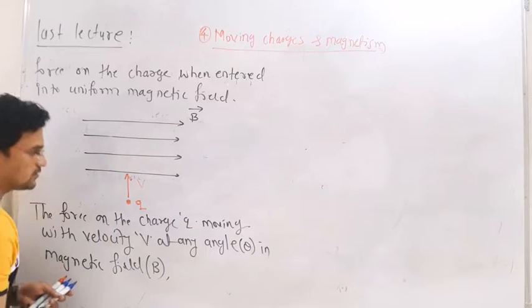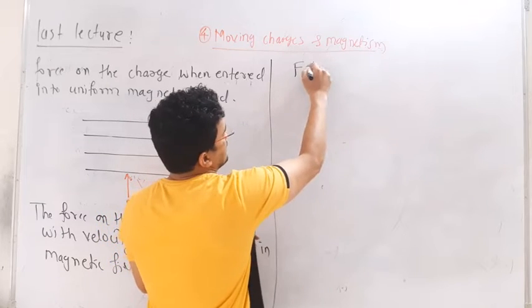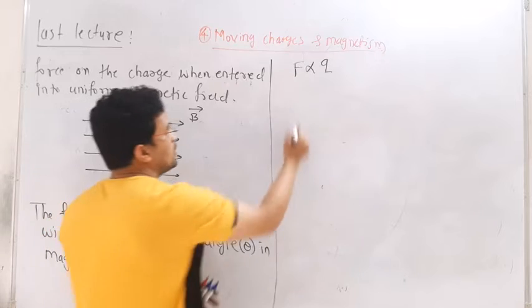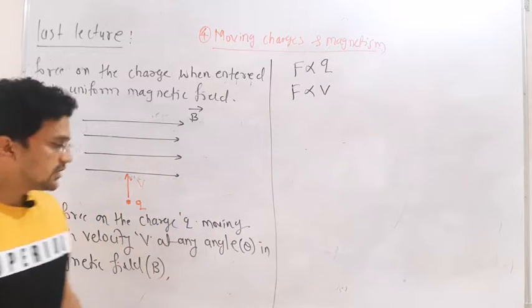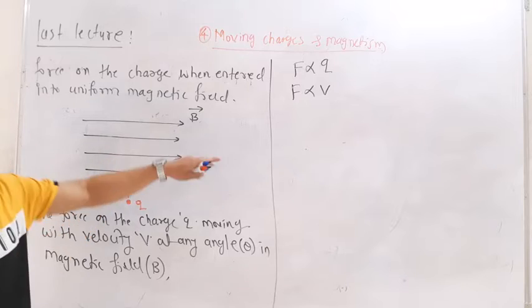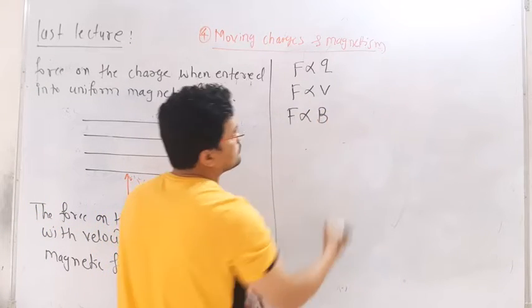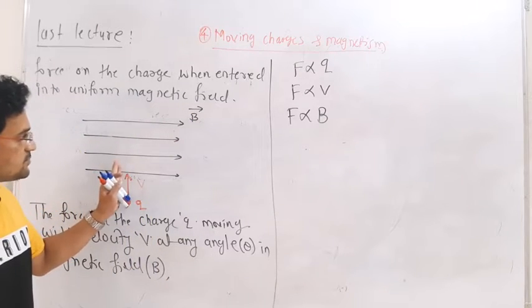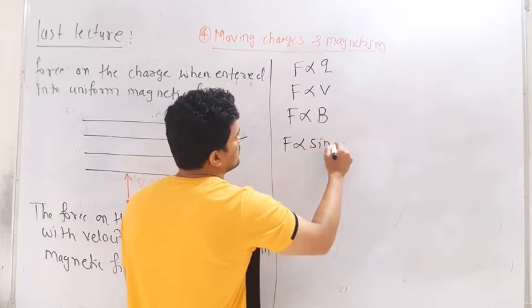It is found that the force is directly proportional to Q. The more the charge, the more the force. F is directly proportional to velocity also, which means the more the velocity, the more the force. And it is directly proportional to B. If you increase B, the charged particle will experience more force. And it is also directly proportional to sine theta.